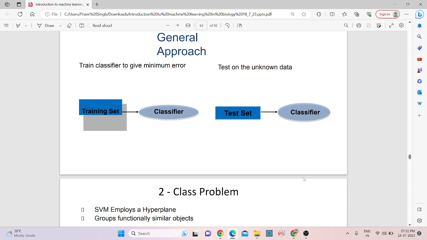So let us see how SVM does it. For any given algorithm, whether it's SVM, decision tree, or k-nearest neighbor, we need to split the data into a training and test set. Normally 70% training and 30% test, or 80 training and 20 test, depending upon the number of sequences we have. Train the model with the training set.